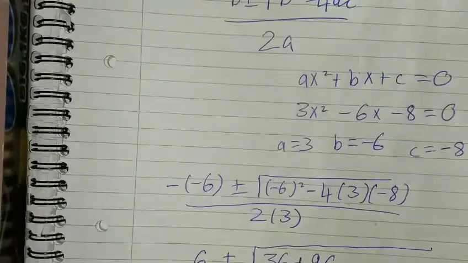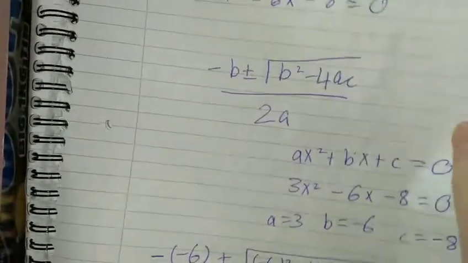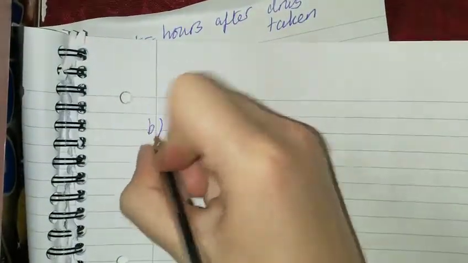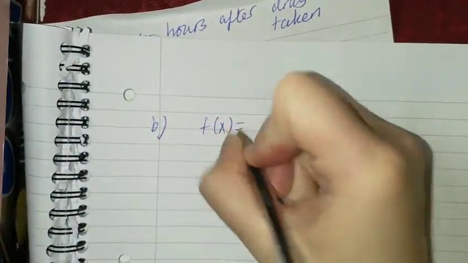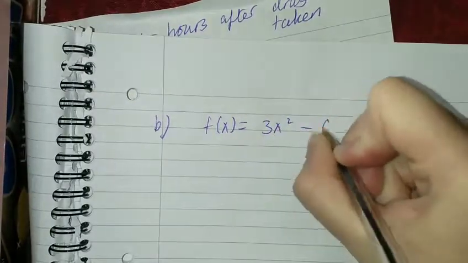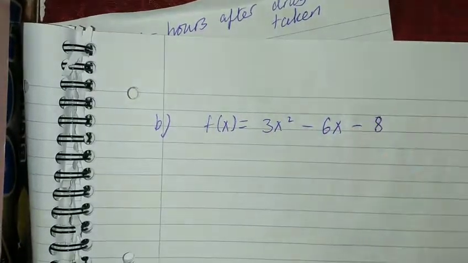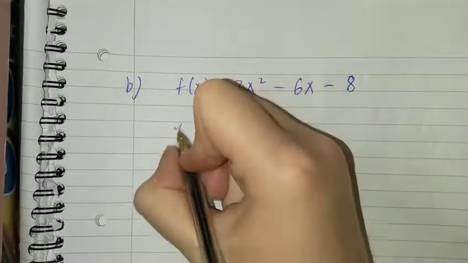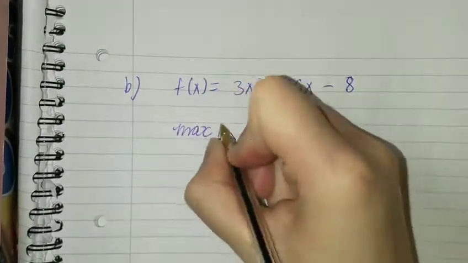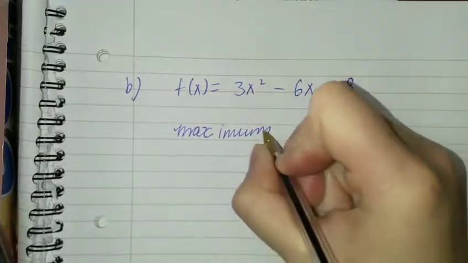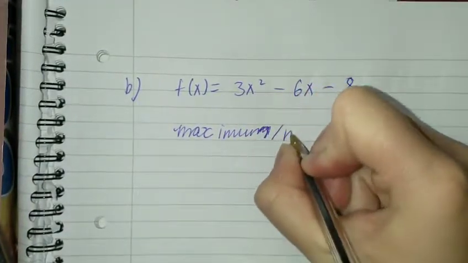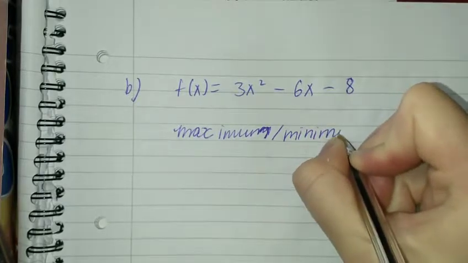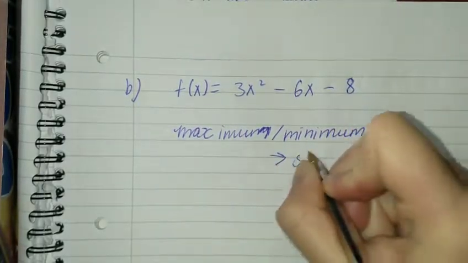So the next part is you're asked to find the coordinates of the minimum point of the function. So we have f of x is equal to 3x squared minus 6x minus 8. If we want to get the minimum point of the function, when we hear the words maximum or maximum slash minimum, these are known as stationary points.